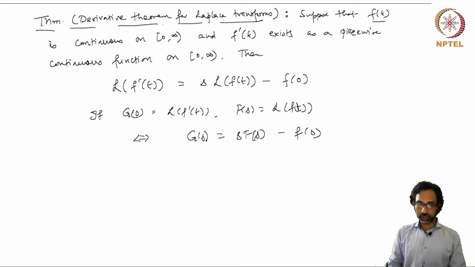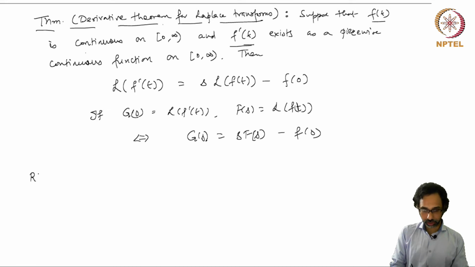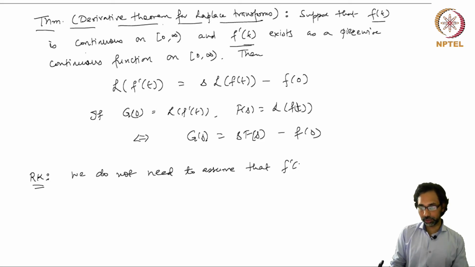Now, an important thing to note is that we have assumed f t to be continuous, but we also assume that f t is of exponential order. This is from our standing assumption that I stated before, but we do not assume that f prime t is of exponential order. So this is an important remark, which is that we do not need to assume that f prime t is of exponential order.